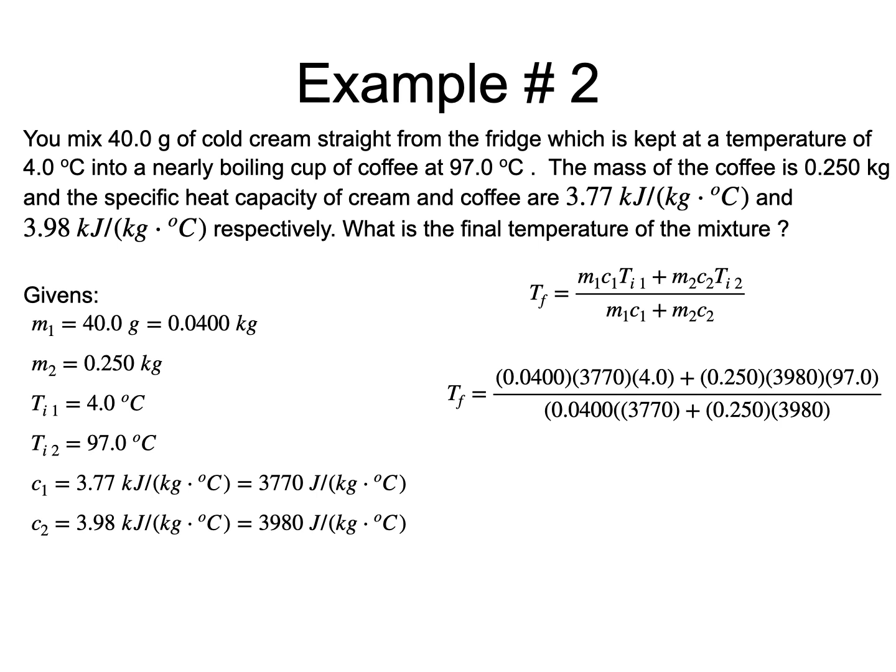And after careful consideration about the number of significant digits left after each calculation, we arrive at this answer, 84.8 degrees Celsius. This is our final answer. Notice that this value is in between the two initial temperatures and is closer to the initial temperature of the coffee, since the coffee has a higher mass as well as a higher specific heat capacity.